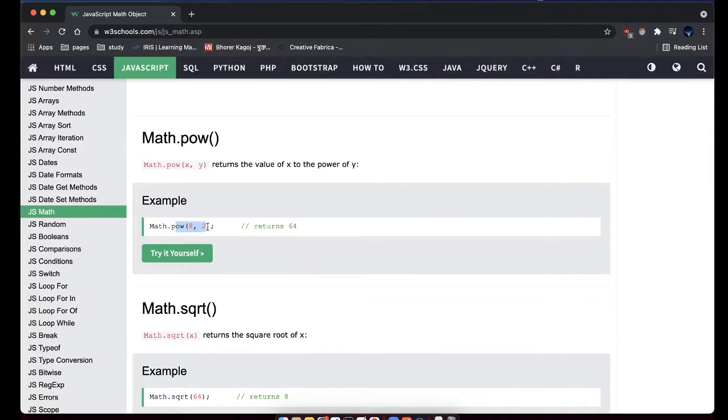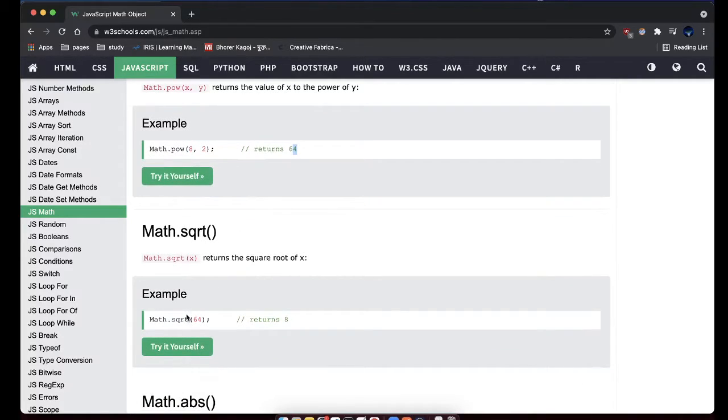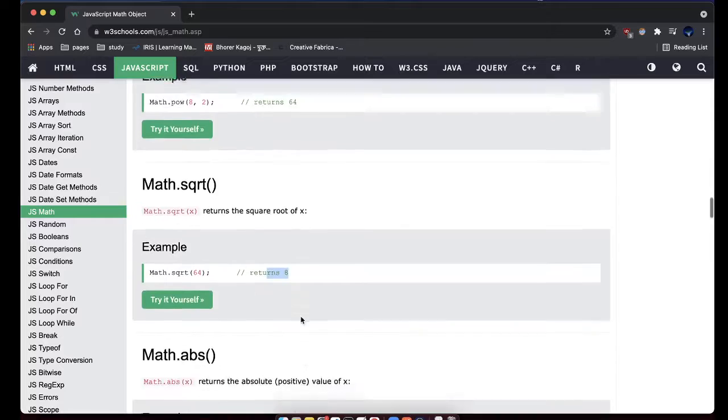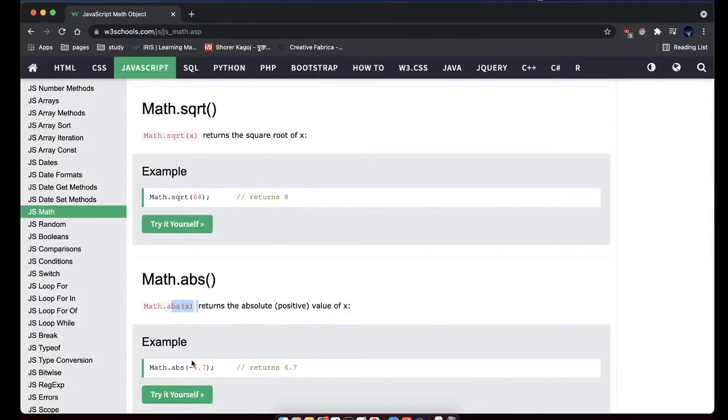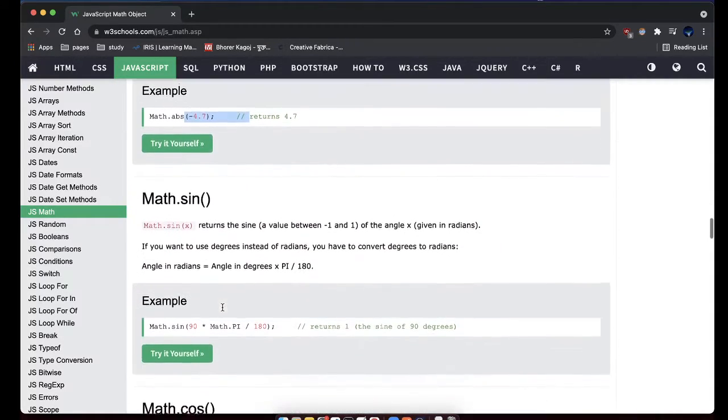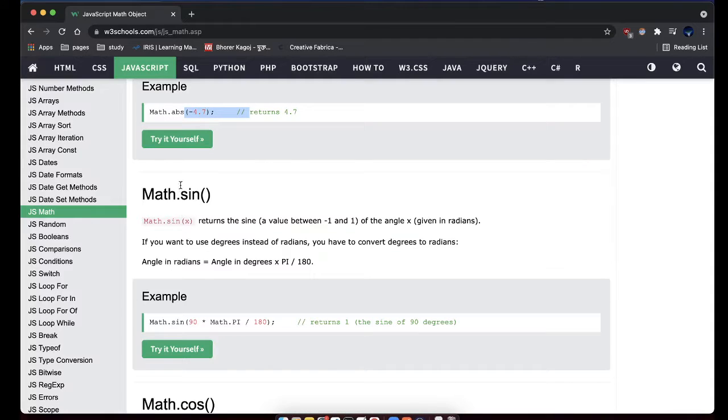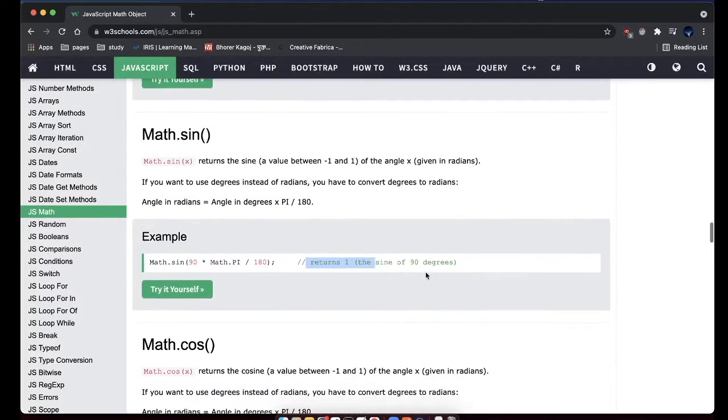The power operation is a to the power b, so 8 to the power 2 is equal to 64. And square root of 64 is 8. This is the absolute value: if we have minus 4.7, the absolute value gives 4.7, which removes the negative sign. And these are the sine, theta, radians operations. So sine of 90 degrees, that is 90 times Math.PI divided by 180, will return 1.